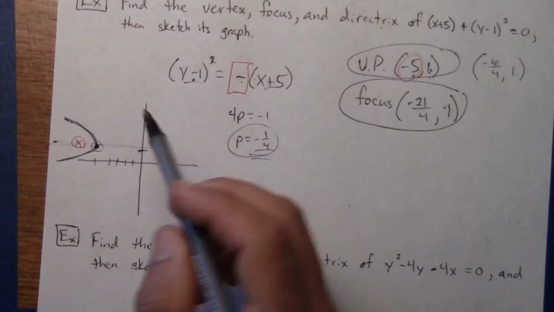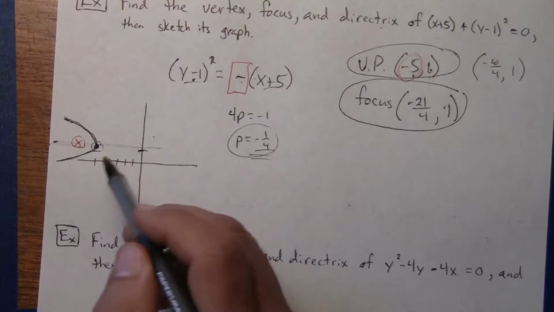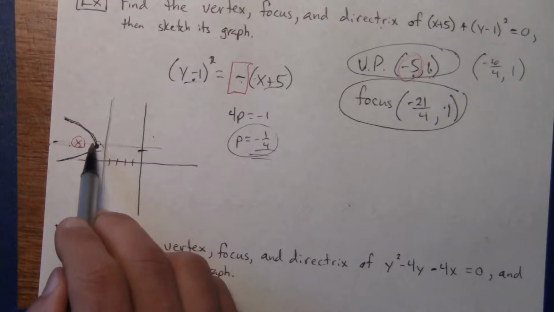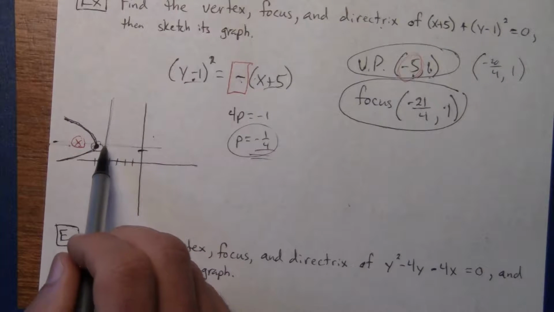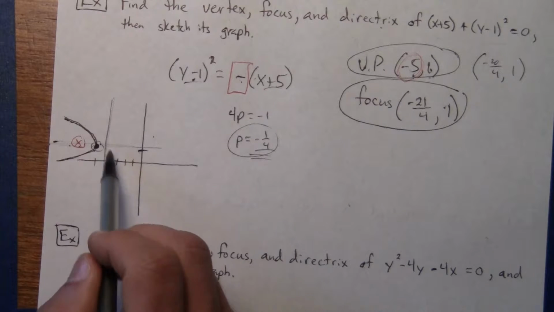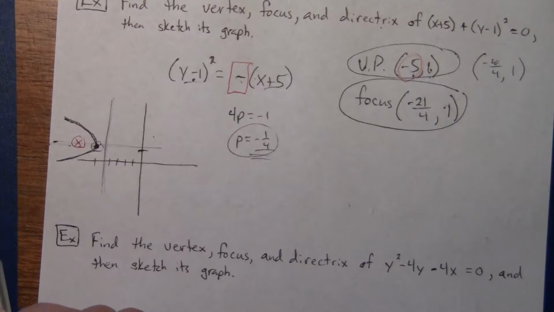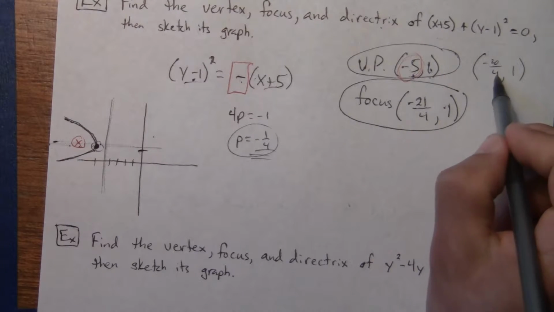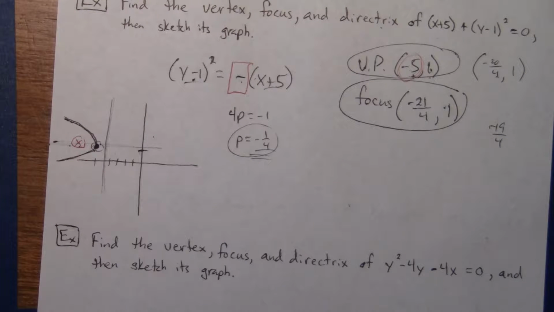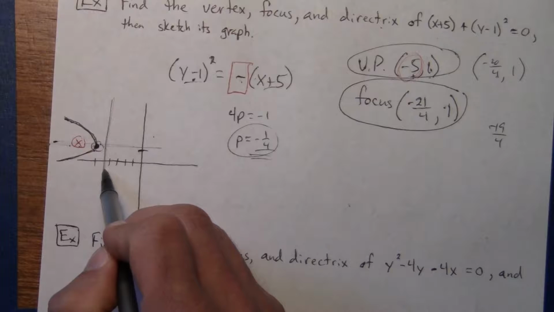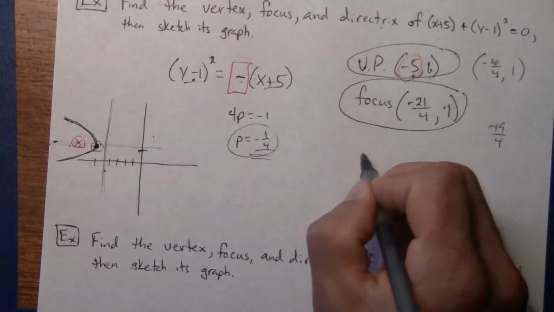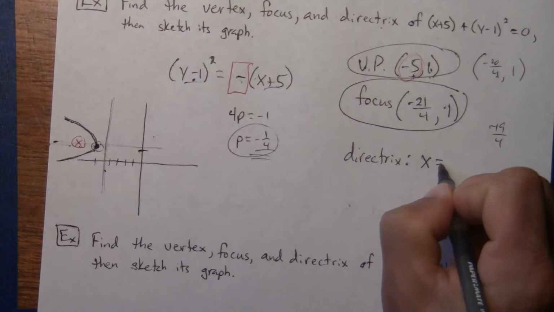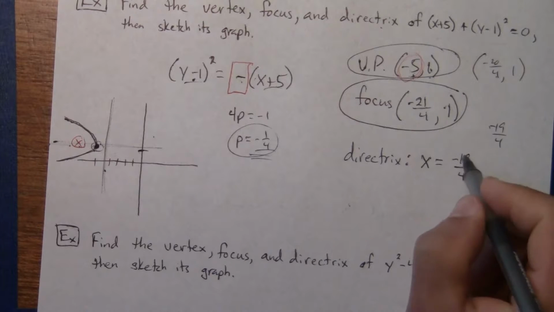Alright, the directrix. Well, this number is still important. The focus is inside the parabola. The directrix, if you remember, is always outside. And if the focus is on the left, the directrix is on the right. Focus is up, directrix is down. Directrix should never touch the parabola, which means it has to be to the right of it this time. So again, from the vertex point, you're going to move to the right 1/4. In other words, you're going to add 1/4, which would give you negative 19/4. Now the difference is that the directrix is a line. It's a vertical line, so I'm going to say that the directrix is an equation. It's x is equal to negative 19/4.